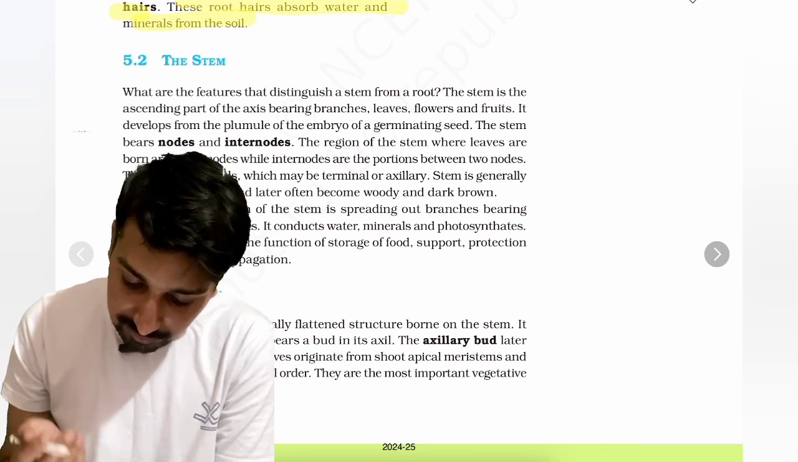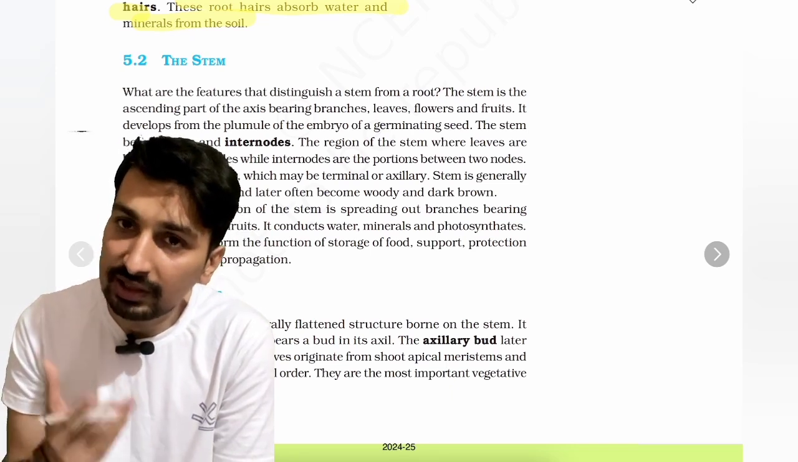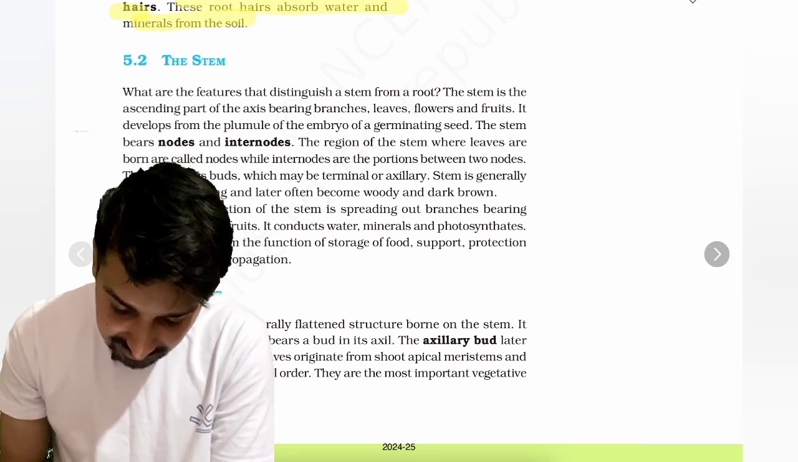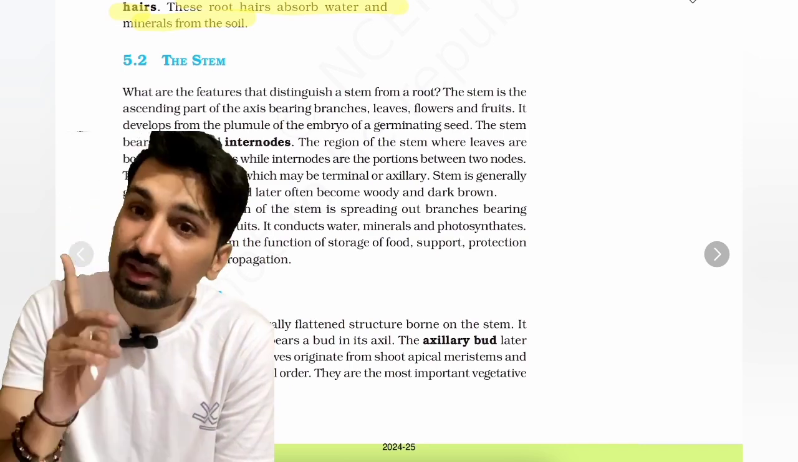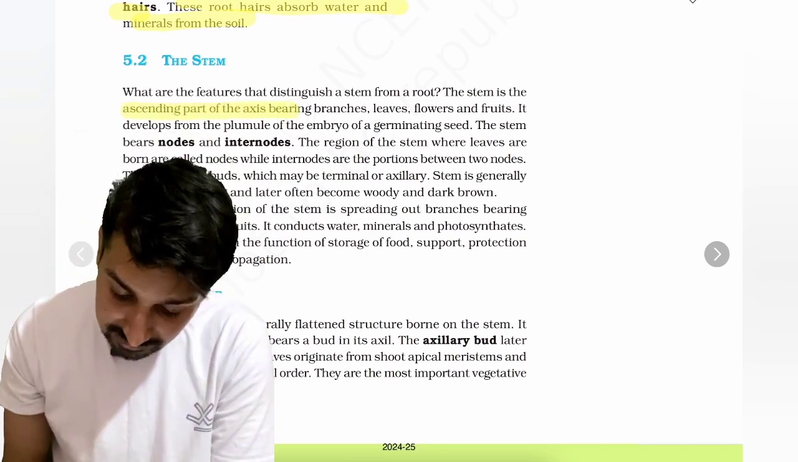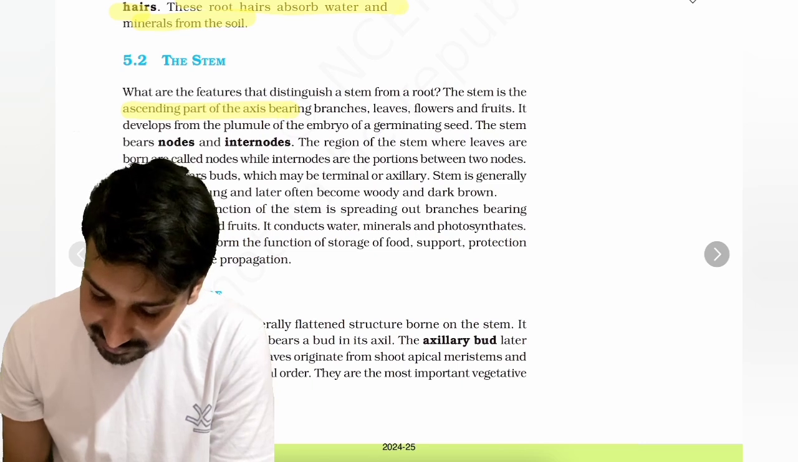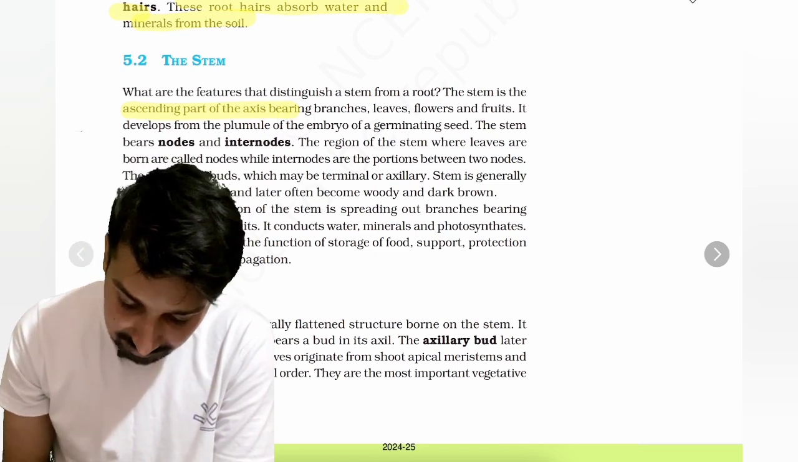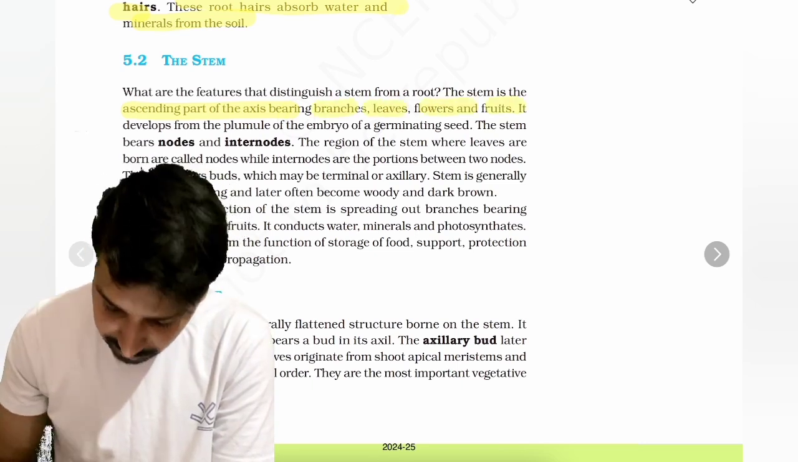how does stem differentiate from a root? How can you differentiate a stem from a root? So the stem is the ascending part of the axis. It goes upward, root grows downward. It is the ascending part. It bears branches, leaves, flowers and fruits. It develops from the plumule of the embryo of a germinating seed.